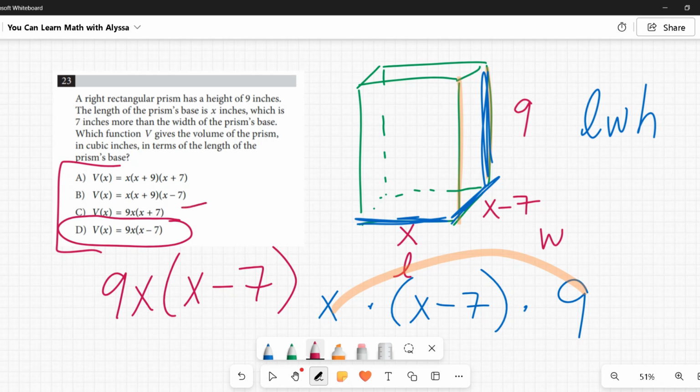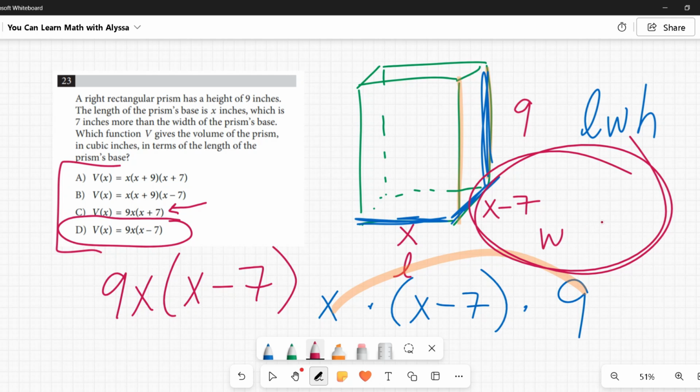And look right there. Look at C. There's that x plus 7. Like I told you, they're going to try to trip you up with that x minus 7, x plus 7. Absolutely. Don't let them do it. It is D, 9x times x minus 7.